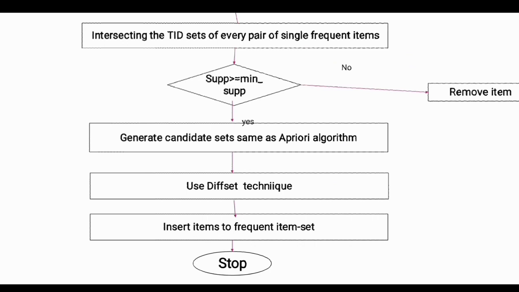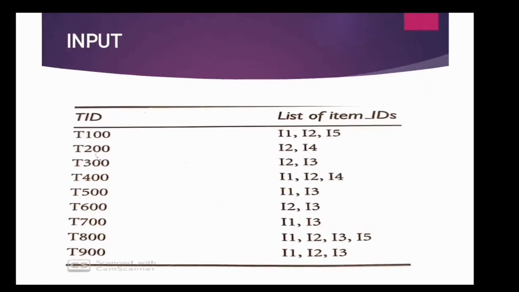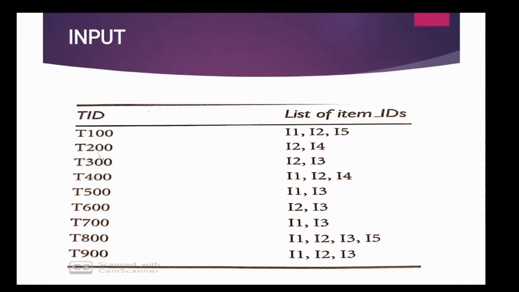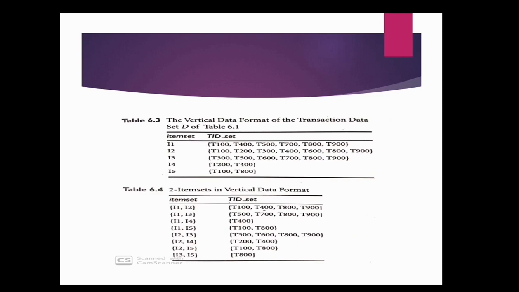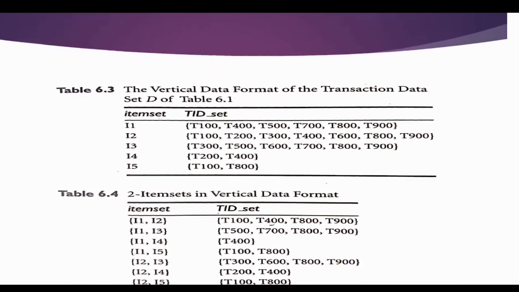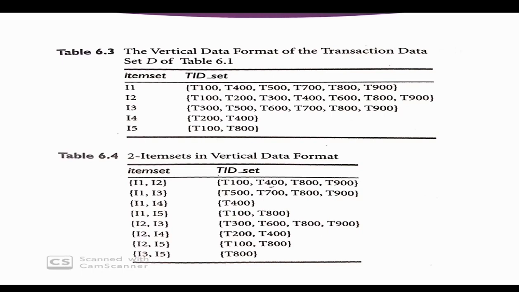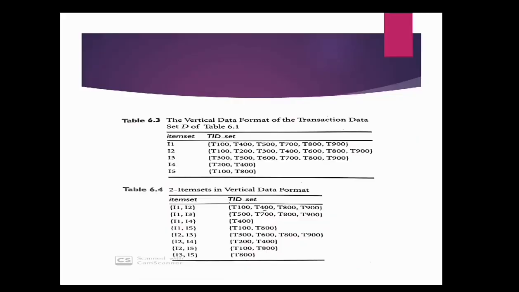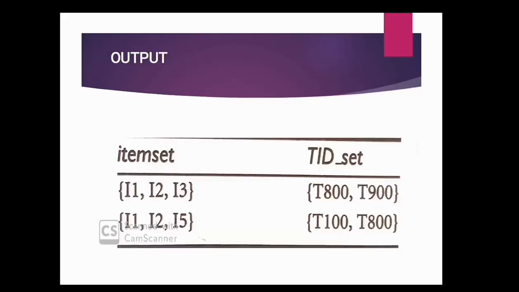And here is the input we have taken, the transaction table with IDs and the list of items, and this is the same as the Apriori algorithm. But in the Apriori algorithm we have taken the transaction IDs, whereas in this we will take the remaining item sets. And here is the output.